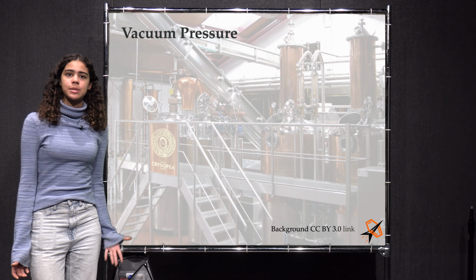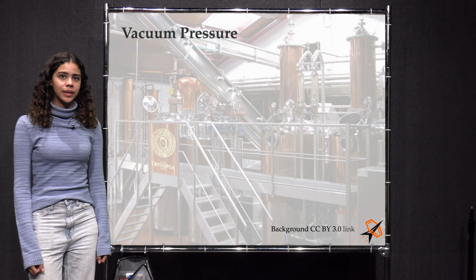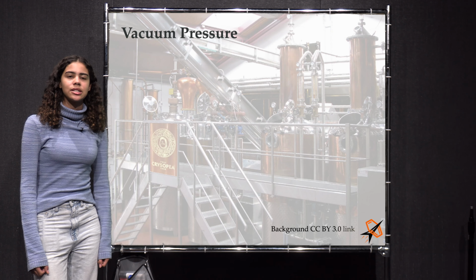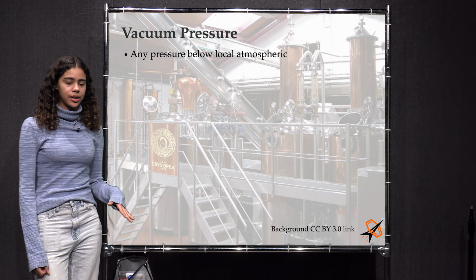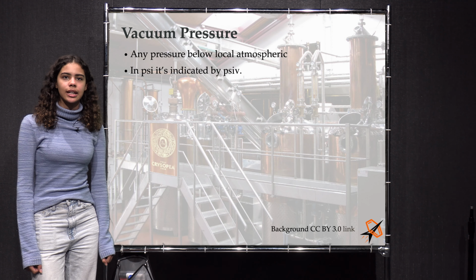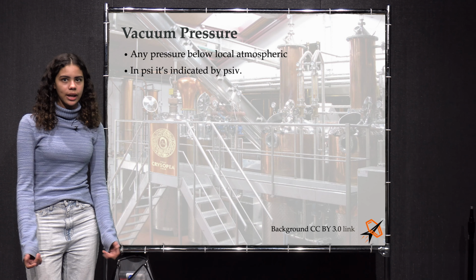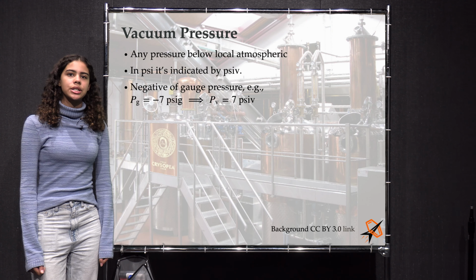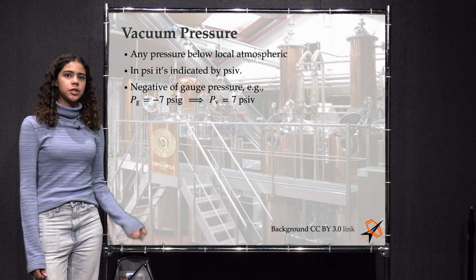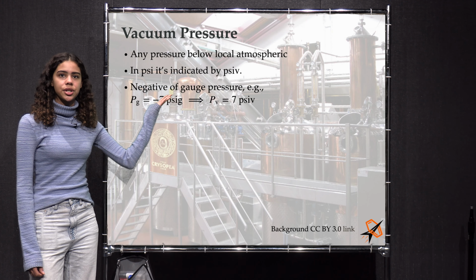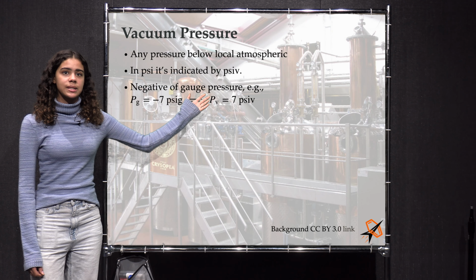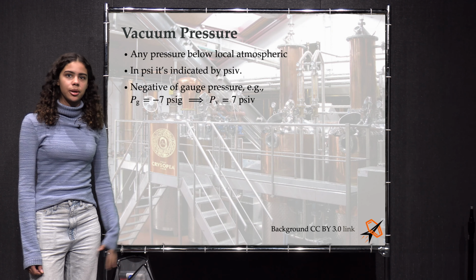A few final words about vacuum pressure and high vacuum. Processing equipment sometimes needs to operate at pressures below atmospheric. In psi, it's indicated by psiv, with V for vacuum. The vacuum pressure, or simply vacuum, is the difference between the atmospheric or ambient pressure and the pressure inside the process, reported as a positive number.